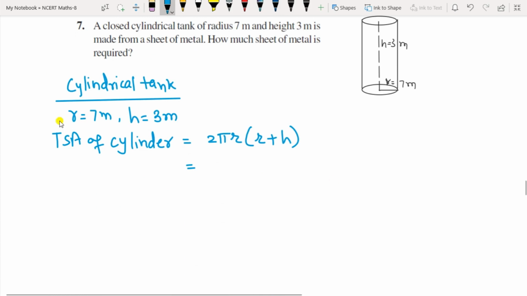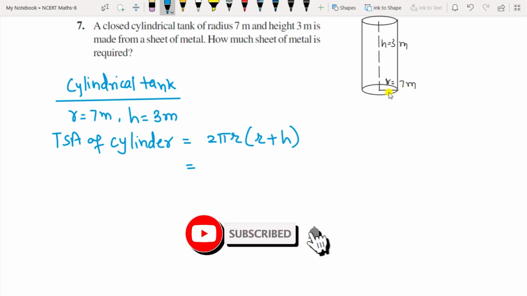7th question is, a closed cylindrical tank. This is a cylindrical tank whose radius is 7 and height is 3 meter. It is made from a sheet of metal. How much sheet of metal is required? So the cylindrical tank has radius 7 and height 3. Actually the figures are not given. The figure may be confusing for you, but it's okay, just see it for reference.